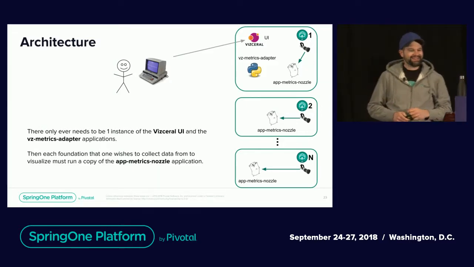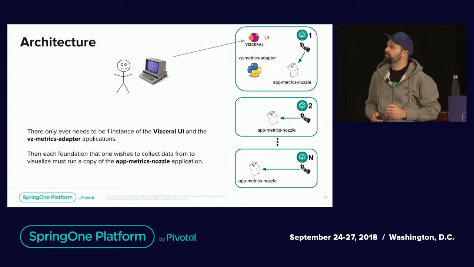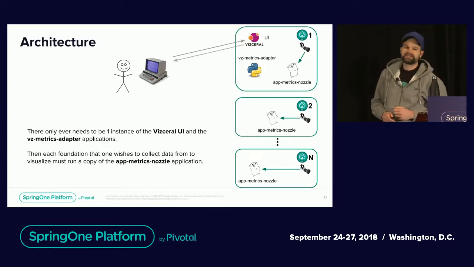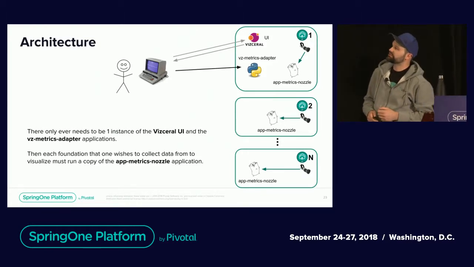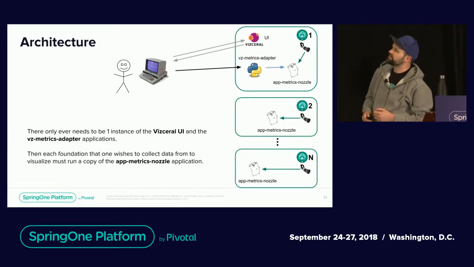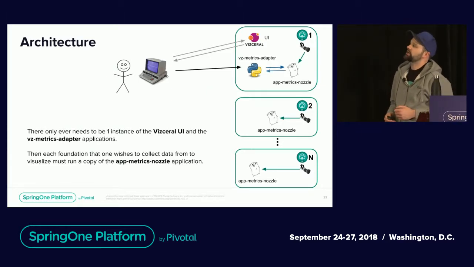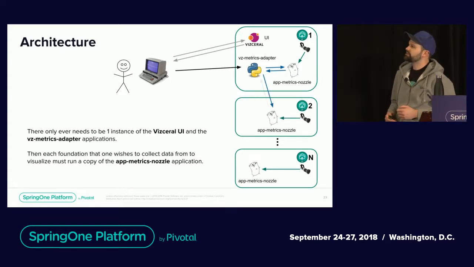Quite a few. So the first thing we do is we reach out to the Visceral UI, and we grab the node code, and it runs in the browser. The browser makes an AJAX request to our adapter written in Python. The adapter then needs to go out to each instance of the AppMetrics nozzle and get some live real-time information from each of our foundations.